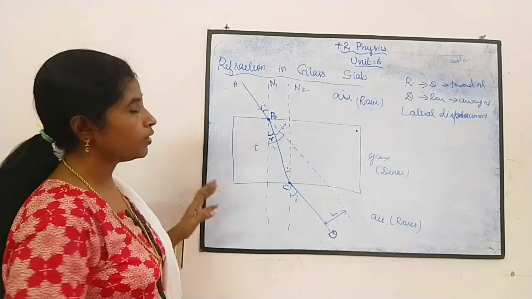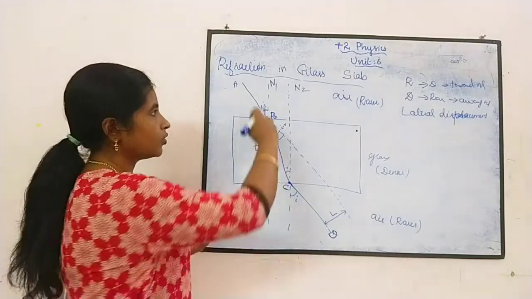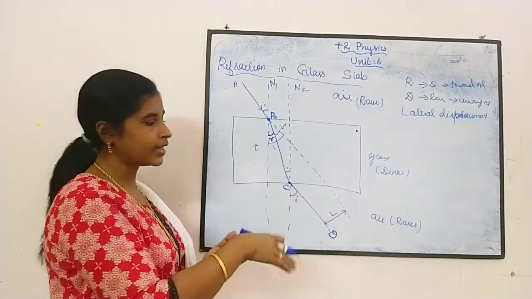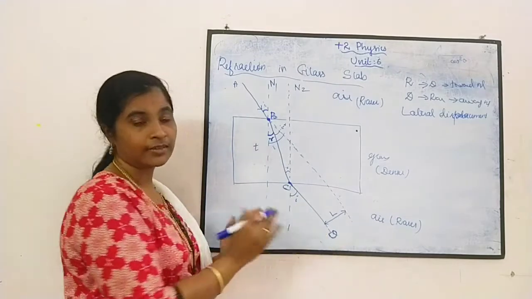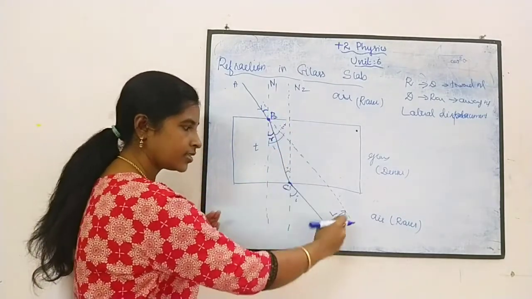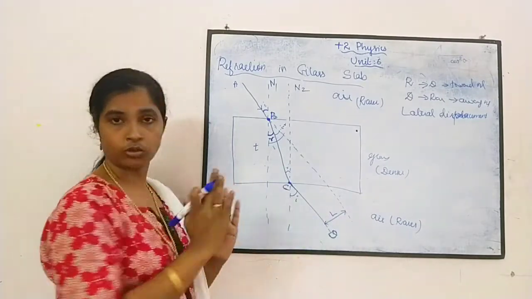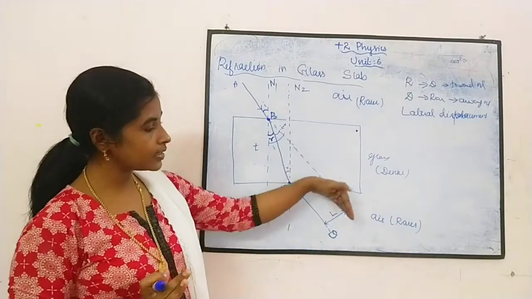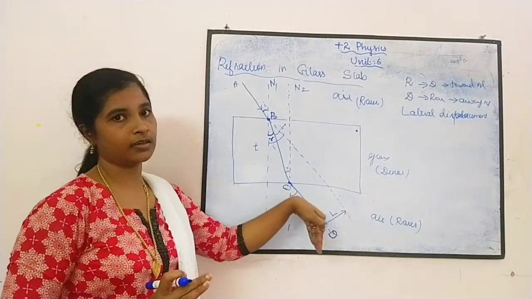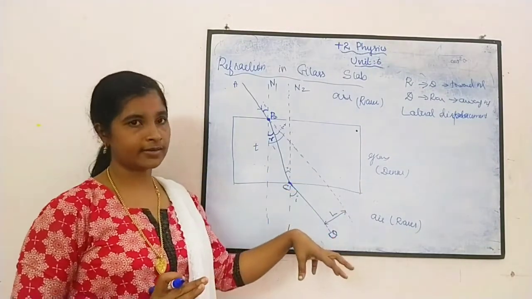Initially the path of the light is this only, but due to refraction in the glass slab it is going through this path. There is no change in direction. Keep it in mind, there is no change in direction, but it is displaced from its place. It is displaced laterally, so it is called lateral displacement.